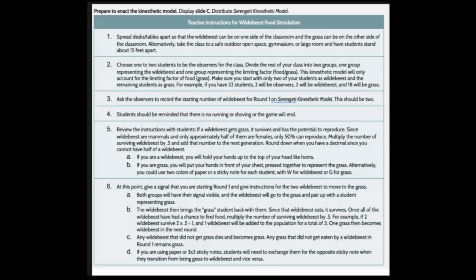You're going to start with 2 wildebeest, and the rest of the class will be grass except for 2 observers. Your observers will record the data on poster chart paper or a whiteboard, maybe a clipboard and a paper, whatever they have to record their numbers. When the first round begins, you're going to have the wildebeest go over and grab a person representing the grass, and then bring them back to their side.